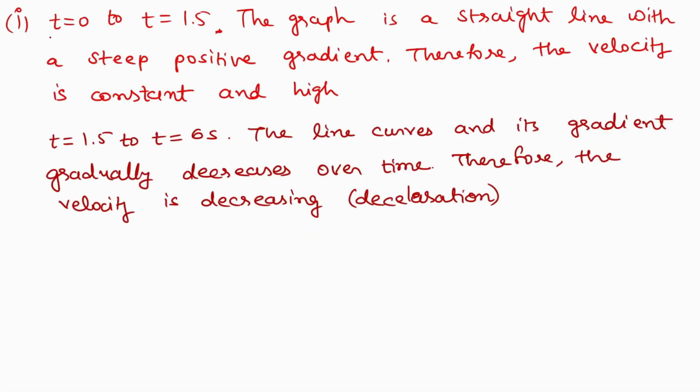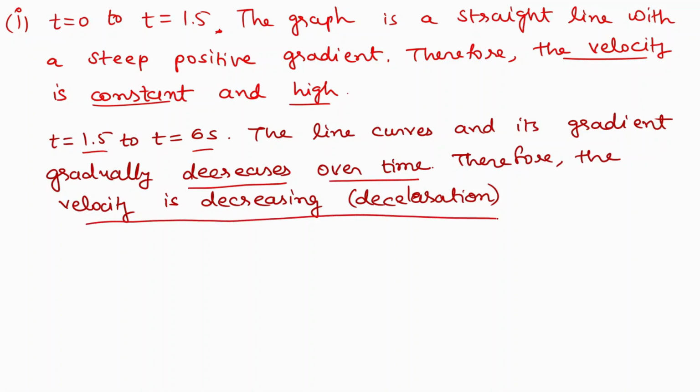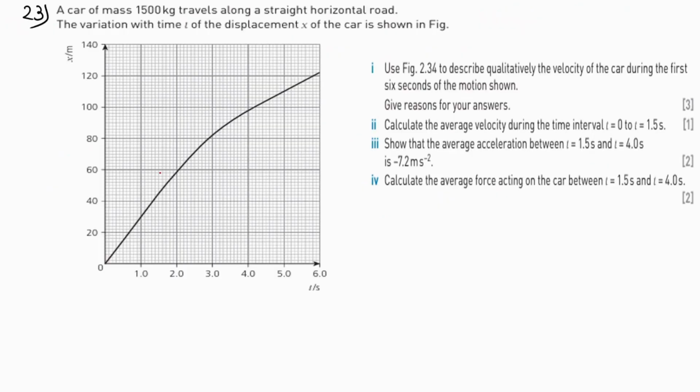So what is the answer here? From 0 to 1.5 seconds, the graph is a straight line, as I said earlier, with a steep positive gradient. That means the velocity is constant and high. From 1.5 to 6 seconds, the line curves and its gradient gradually decreases over time. Therefore, the velocity is decreasing. It means some kind of deceleration here. After 1.5 it bends, so there should be a decrease in the velocity.